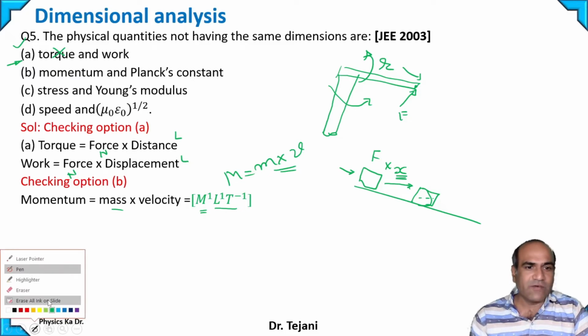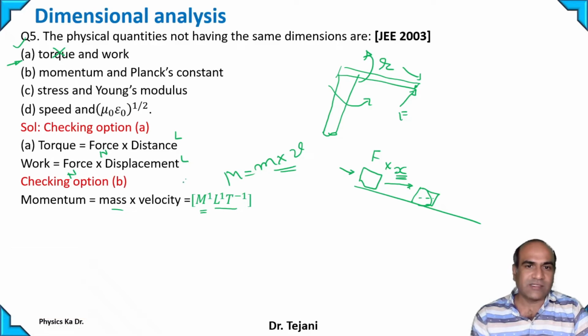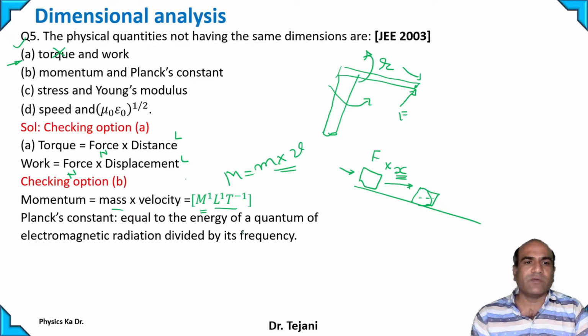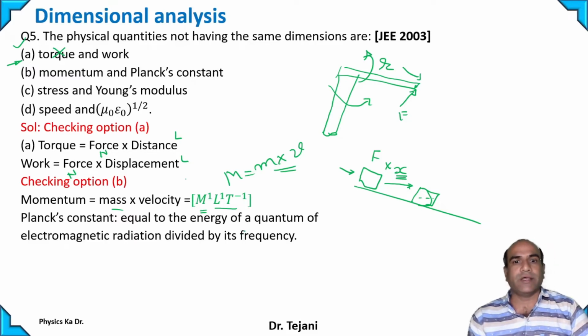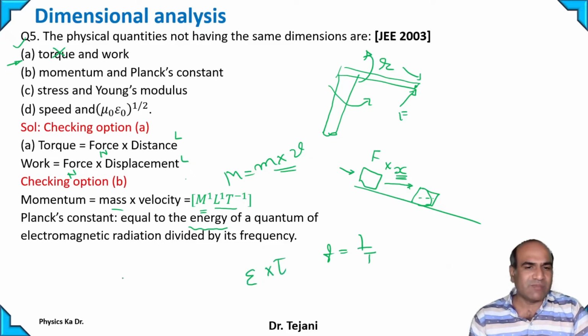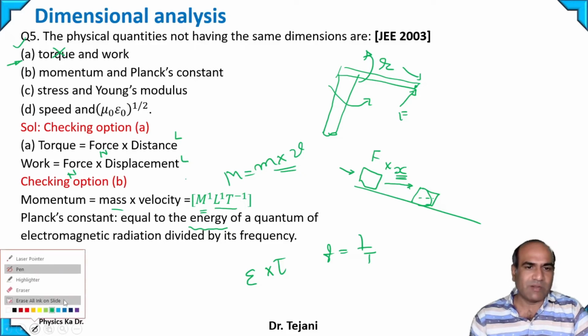See, each and every equation you should remember, otherwise there are higher chances to lose some of the marks. So Planck constant is equal to the energy of a quantum of electromagnetic radiation divided by its frequency. Ultimately it is just one kind of energy divided by frequency, and frequency is equal to 1 by time. So it becomes simply energy multiplied by time.